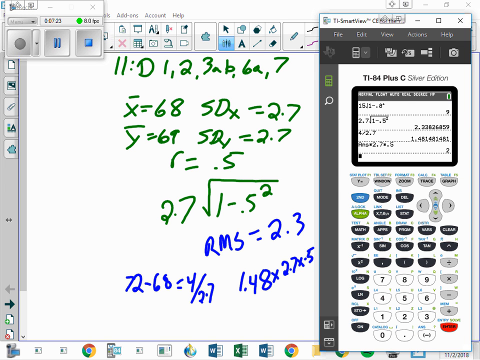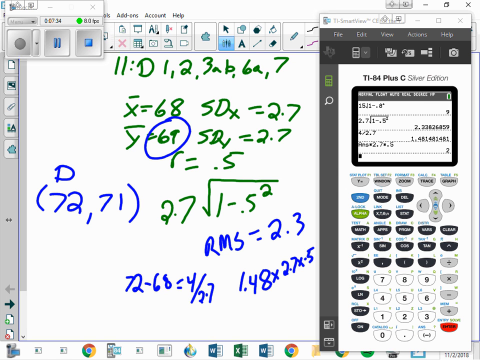2 inches above average. So what do I do with that 2? I add it to the 69 and I get 71. So if the dad is 72 inches tall, we expect the son to be 71 inches tall. Okay? How far off are we expected to be on that 71?